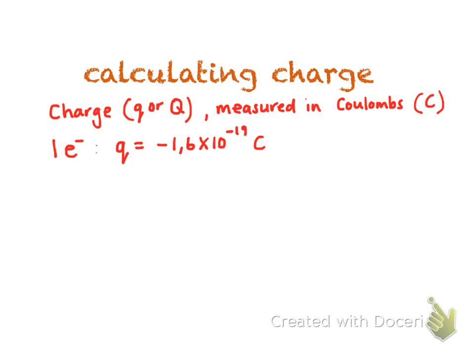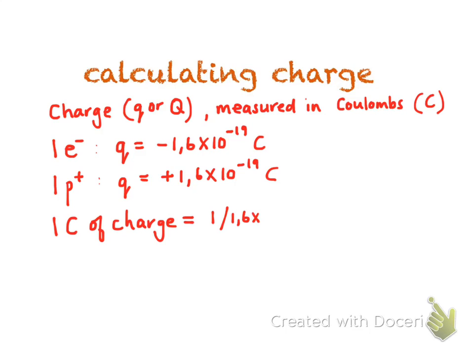Now, obviously the electrons are crucial as we're moving electrons between objects. And an electron carries a fundamental charge, we call it, and that charge is a charge of minus 1.6 times 10 to the minus 19 coulombs. A proton has the same charge as an electron, but obviously it's a positive charge, so its charge is positive 1.6 times 10 to the minus 19 coulombs.